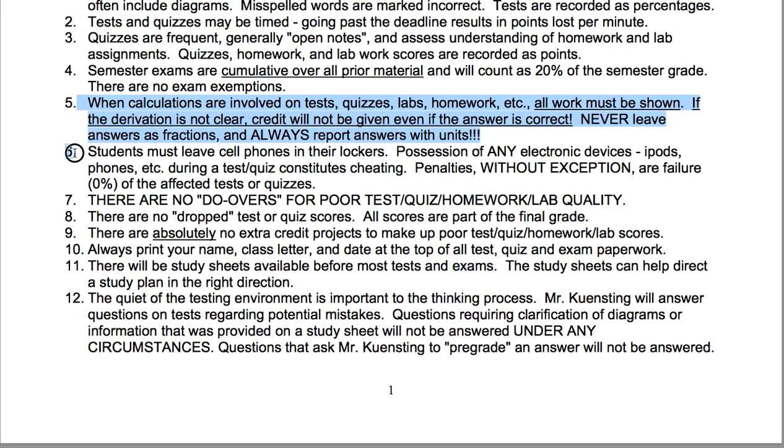When you have to calculate things on tests and quizzes, make sure you show your work. If you don't show your work, the whole question will be marked wrong, because it is the work that's actually being graded, not the final answer. Final answer doesn't matter nearly as much as the work.